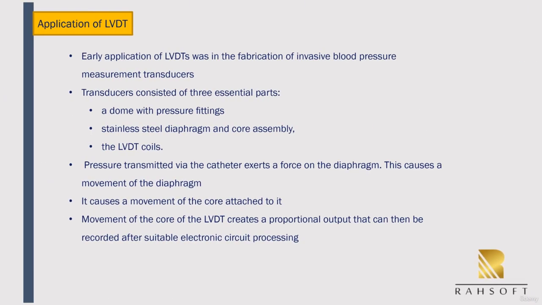An earlier application of LVDT was the fabrication of invasive blood pressure measurement transducers. They consisted of three essential parts: a dome with pressure fittings, a stainless steel diaphragm and core assembly, as well as the LVDT coils. The pressure is transmitted via a catheter that exerts a force on the diaphragm. This causes a movement of the diaphragm and the core attached to it. The movement of the core of the LVDT provides an output that can then be recorded for suitable electronic circuit processing. This is not used anymore, however, due to the fact that there is non-invasive blood pressure that is much safer for the user and patient.